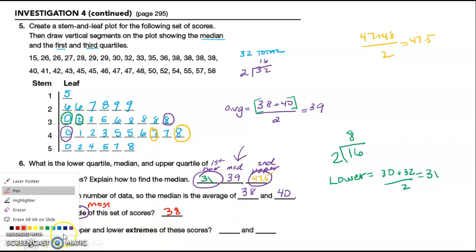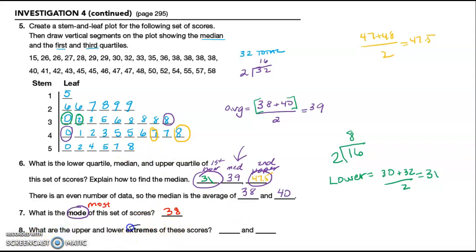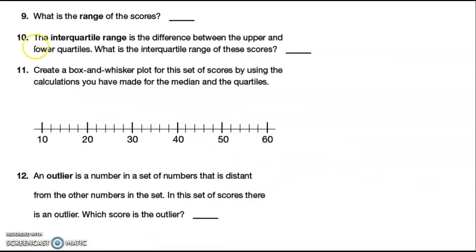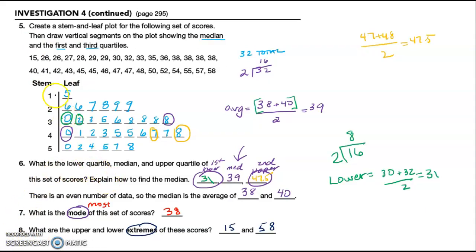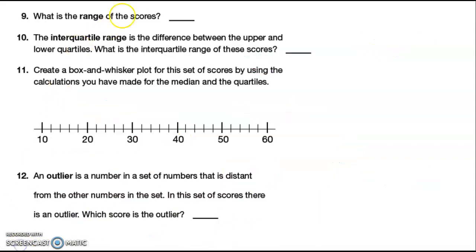And then it asks for the upper and lower extremes. I'm thinking it just means the lowest number, which is 15, and the highest number, which is 58. So now we have everything we need to make a box and whisker plot. Oh, the range. My bad. Let me go back. So the range is these two, 58 minus 15, the highest minus the lowest. I'm going to let you figure that out on your calculator.